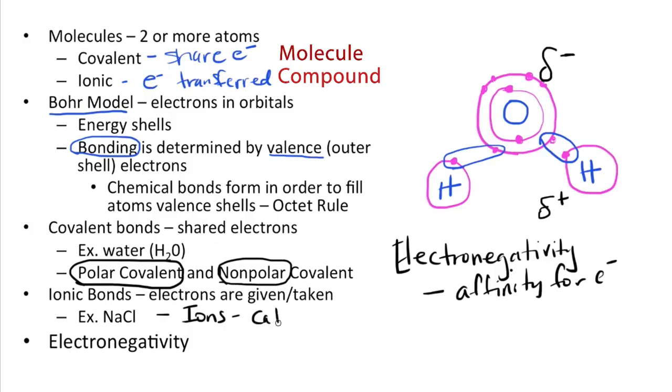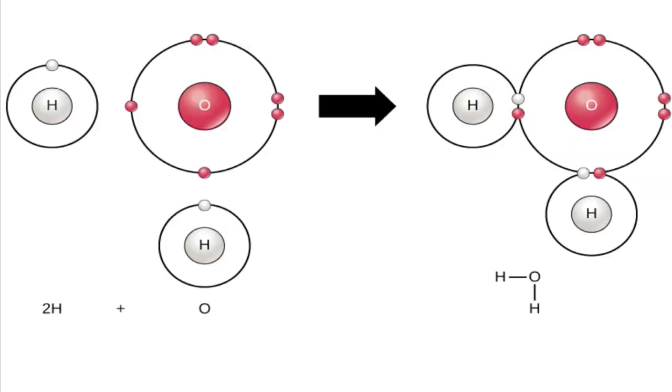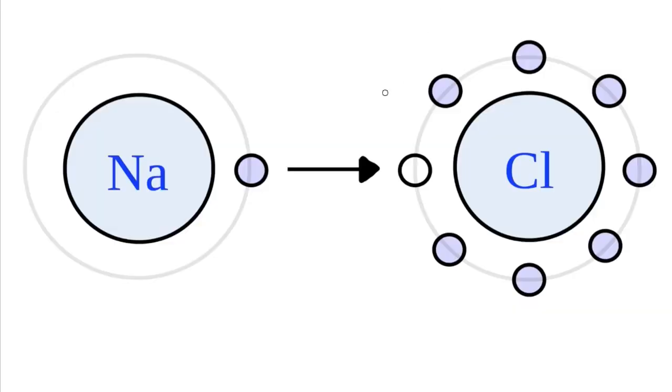So we have a cation, which just think the T looks like a plus sign, so that makes it the positive ion. And we have anions, which are the negatively charged ion. Sodium chloride is an excellent example of something that is an ionic bonded molecule. So let's look at this.